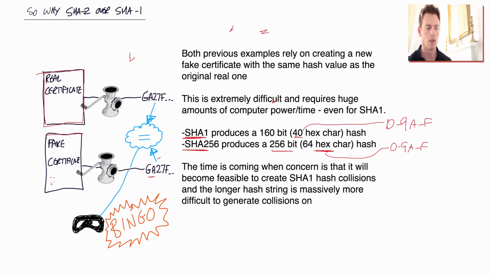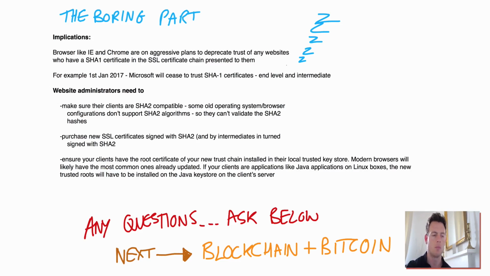So this bingo situation here is basically just not going to happen, and that's why the industry is pushing all websites to basically update their SSL certificates to a SHA-2 signature algorithm. The last slide is kind of like the boring part.